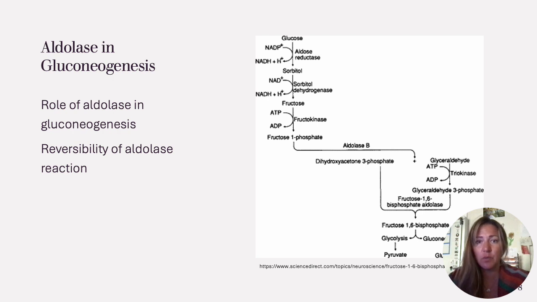Interestingly, aldolase also plays a role in gluconeogenesis, catalyzing the reverse reaction. This reversibility is essential for the flexibility of these metabolic pathways, allowing the cell to adapt to different energy demands.